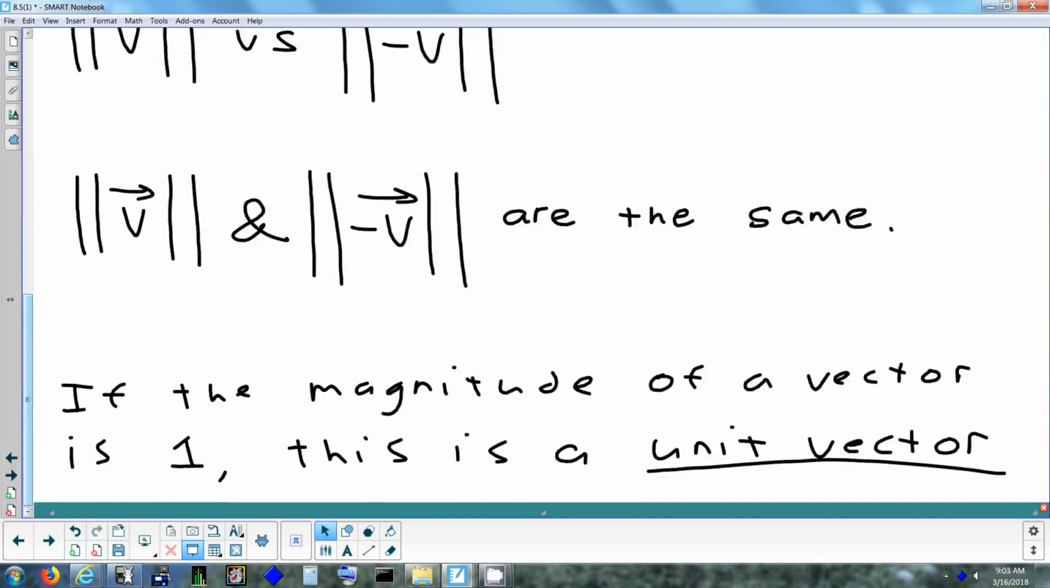If the magnitude is exactly 1, we call it a unit vector. Just like when we had a circle with a radius of 1, we called it a unit circle. Well, if a vector happens to be exactly 1 unit long, it's called a unit vector. We're going to talk more about unit vectors next time, but that's all I'm going to say about it for right now. Any questions on the symbol for magnitude or that definition of a unit vector?